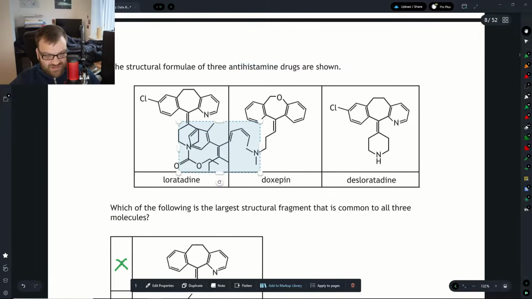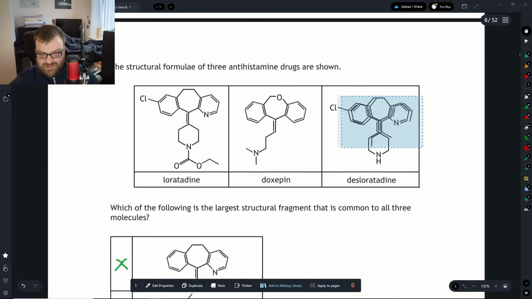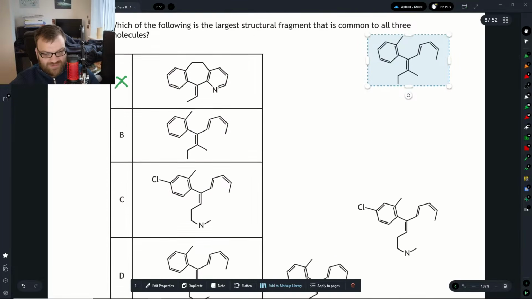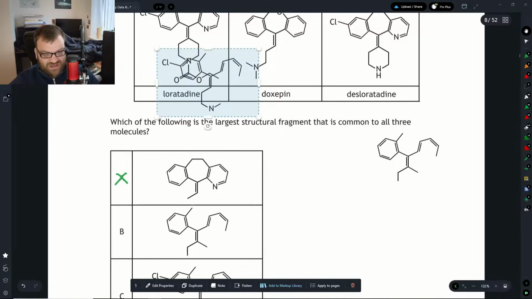Okay, if we look at the second option, well, we do have that in A. We do have that in B. And we do have that in C. So that is common to all 3 of them. But is it the biggest one? Let's check.